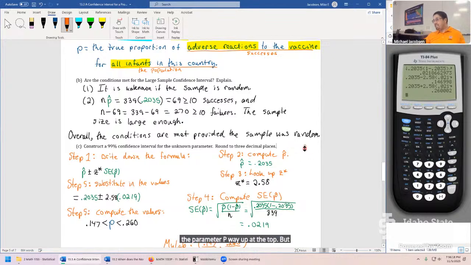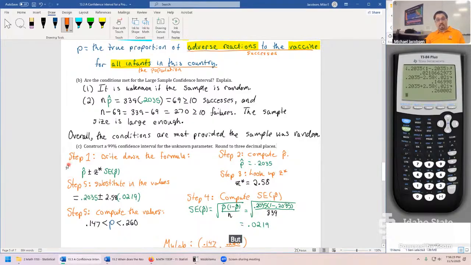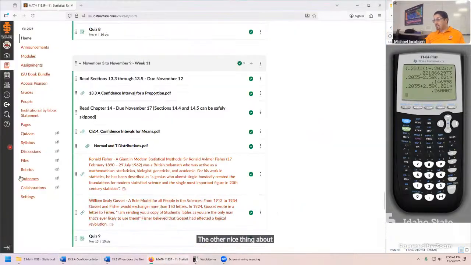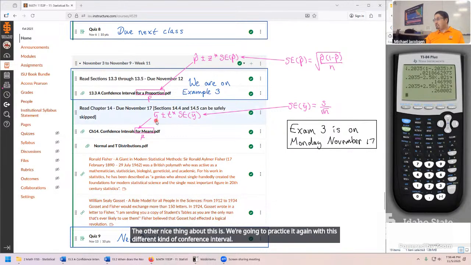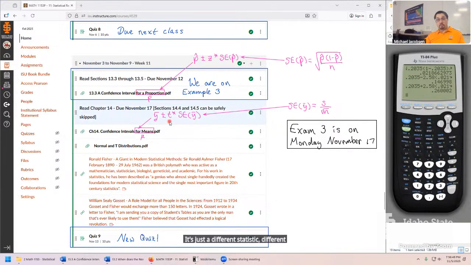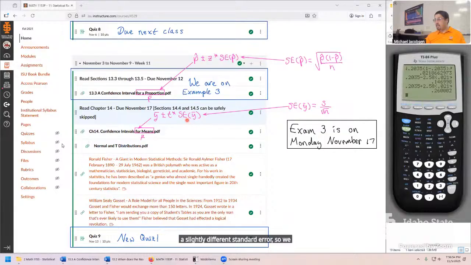But we did it, folks. If you break it down into steps, there's quite a lot, 5 steps. But we made this really, really granular. Step 1 was just the formula. Next 3 steps were just each of the parts. Then the substitution and computation. Really, it's not as bad as it seems. And the more you practice this, the cleaner it becomes as just kind of a routine of doing these. The other nice thing about this is we're going to practice it again with this different kind of confidence interval. It's just a different statistic, different kind of critical number, but same idea, and slightly different standard error. So we practice this kind of stuff quite a lot.